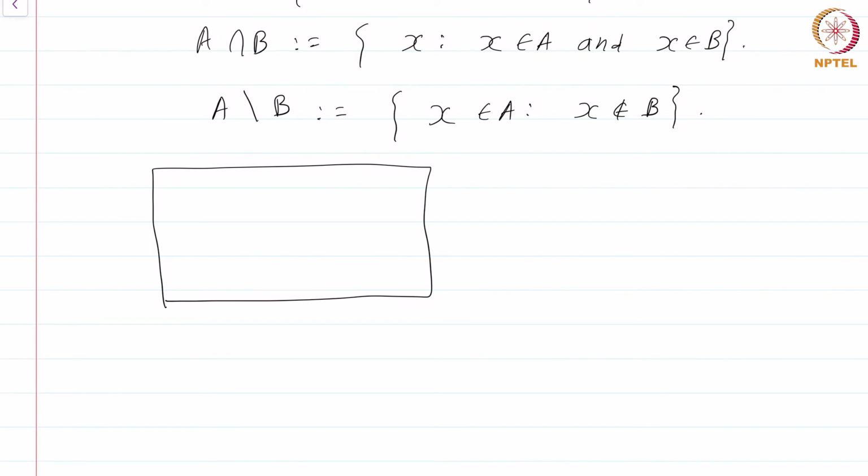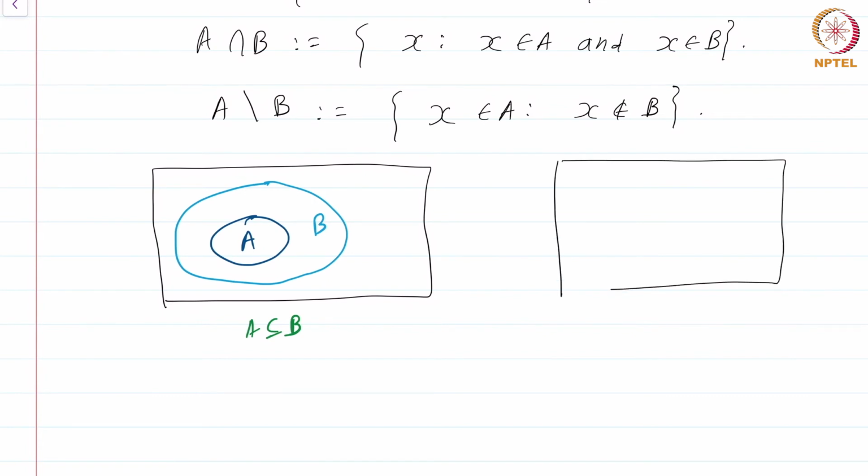This is the set. If this is the set, A subset of B just means that B is the largest set and A is fully contained in B. This is for A subset B. This is the Venn diagram. Now for A union B and A intersection B and A minus B, you can illustrate them in the same figure in the following manner.